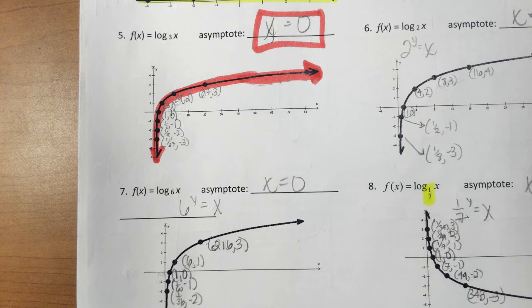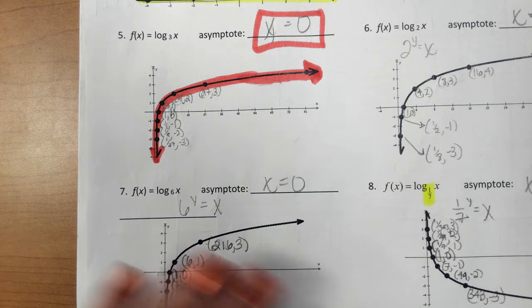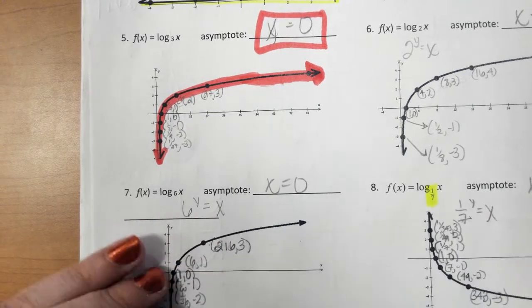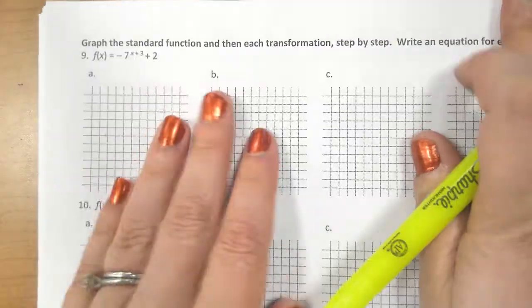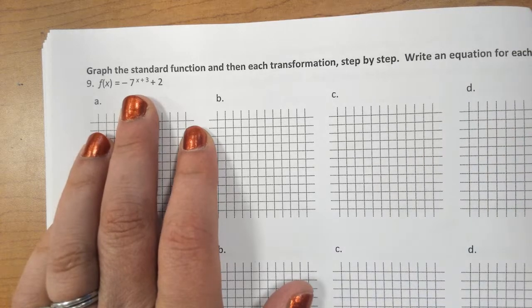So let's look at how to graph some of these with transformations on them. They're the same types of transformations you do with parabolas or any other parent function. And we're going to go in the same order that you would go in with parabolas or any other function. So if you look at number 9 here, we have a few different transformations happening.